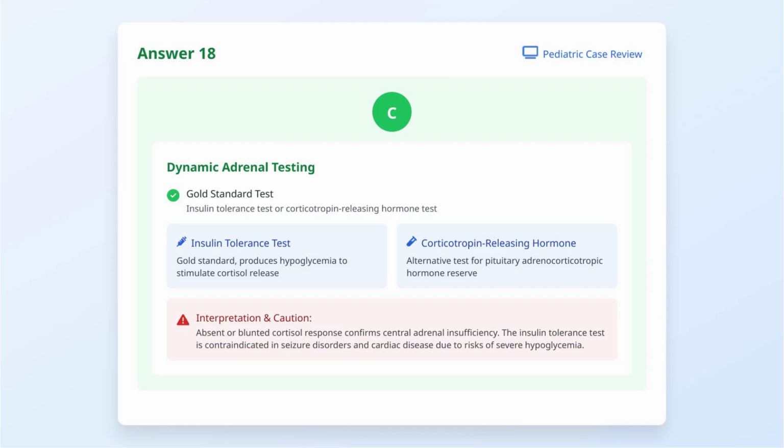The insulin tolerance test is the gold standard for confirming adrenocorticotropic hormone deficiency, producing hypoglycemia to stimulate cortisol release. The corticotropin-releasing hormone test is an alternative. Both assess pituitary adrenocorticotropic hormone reserve. Absent or blunted cortisol response confirms central adrenal insufficiency. The insulin tolerance test is contraindicated in seizure disorders and cardiac disease.